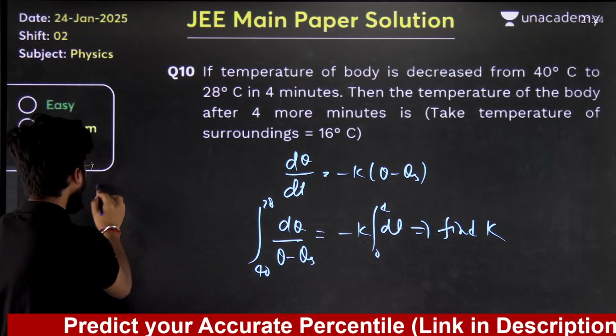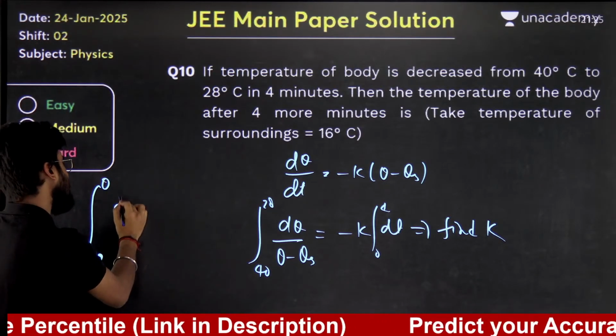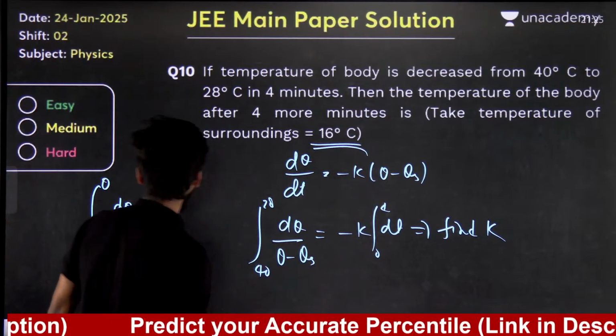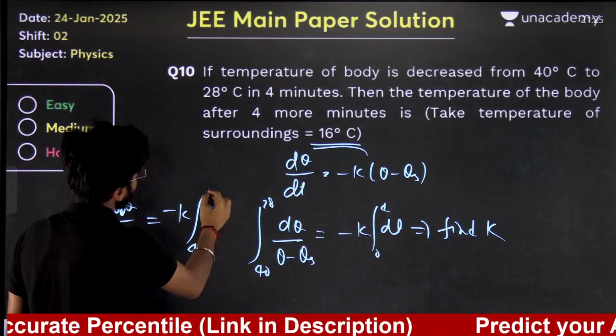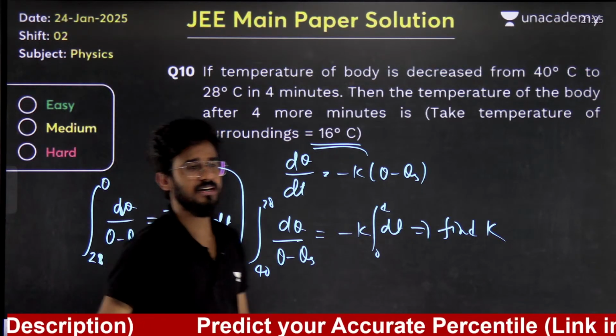It means now the temperature will go from 28 to something, theta. And the same d theta by theta minus theta s, where theta s is 16 degrees Celsius, equals minus k dt, and time will go from 4 to 8, 4 more minutes. Just substitute the value of k and you will get the answer.